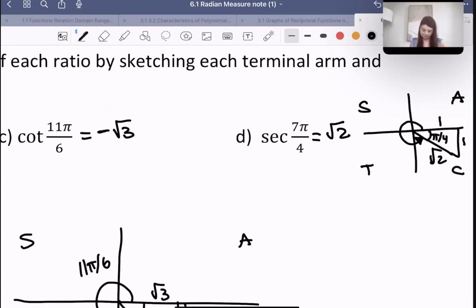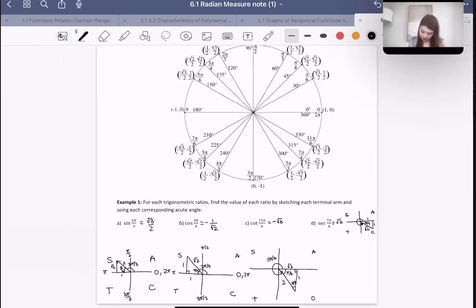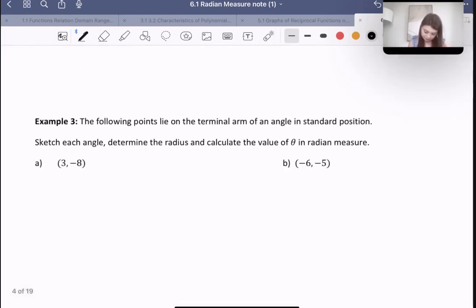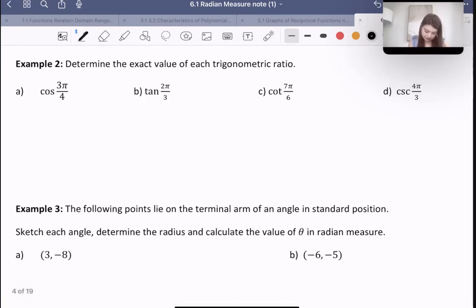Good. All right, let's move on to example 2. Example 2 says, determine the exact value of each trigonometric ratio. When it says exact value, that means we don't round, right? Whenever we round to the nearest value, we're never giving the exact value. We're giving an approximated value. So rounding is a way of giving an approximate value. Giving an exact value is the opposite of that.